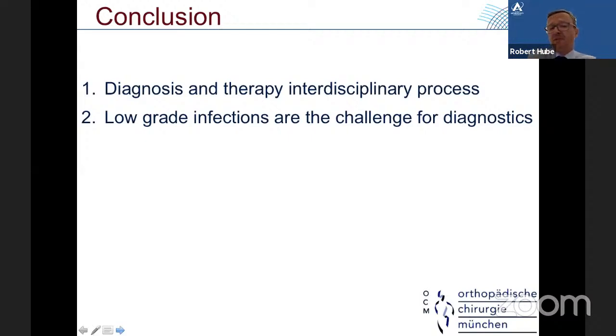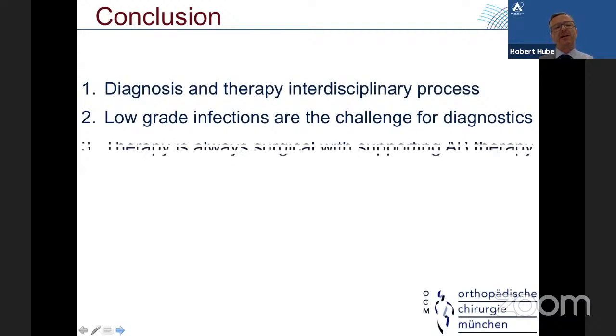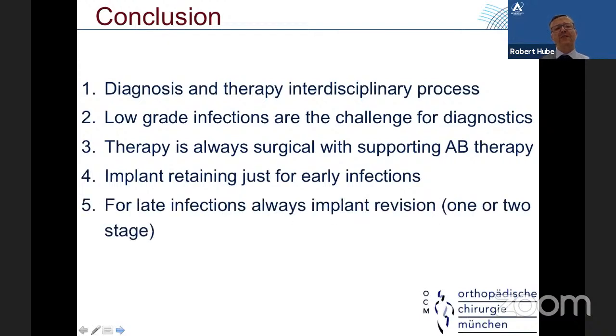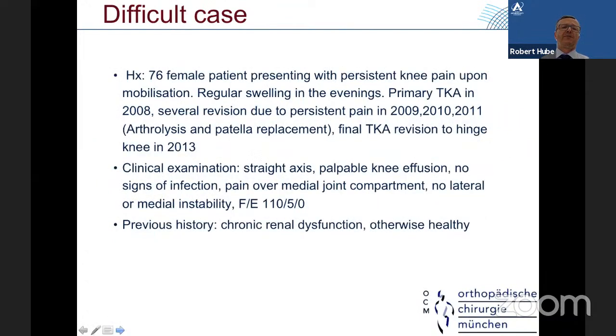It depends, it's difficult to treat, but for diagnostics, and at least in Northern America and in Europe, it's Staph epidermidis and propionibacteria. Therapy is always surgical with supporting antibiotic therapy, and implant retaining is just for early infections. And for late infections, always implant revisions, 1 or 2 stage. And that is a difficult case I want to show you. And actually, I want to emphasize that not everything is easy.